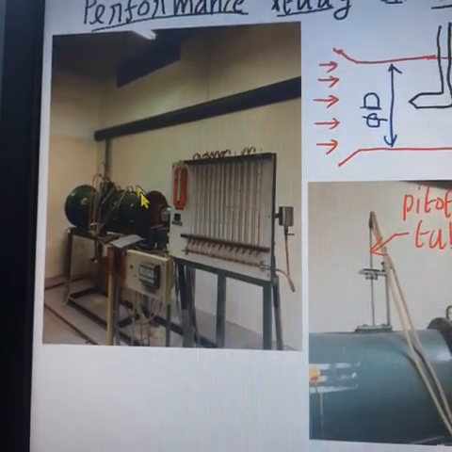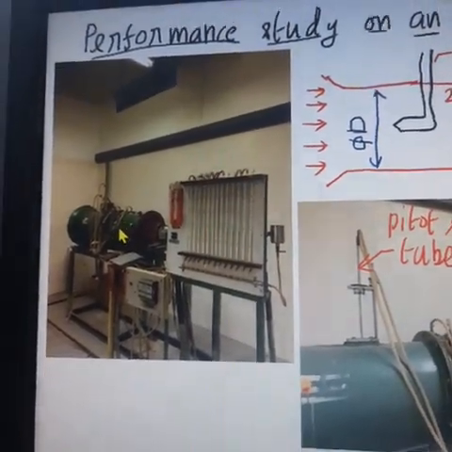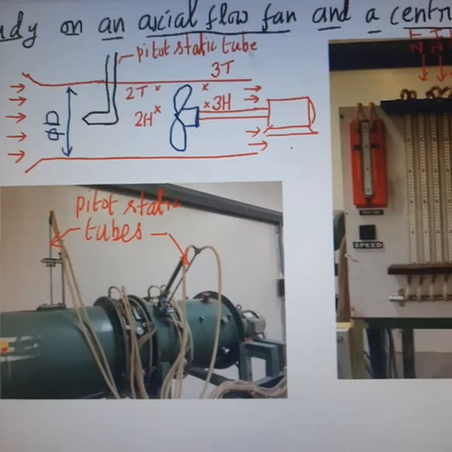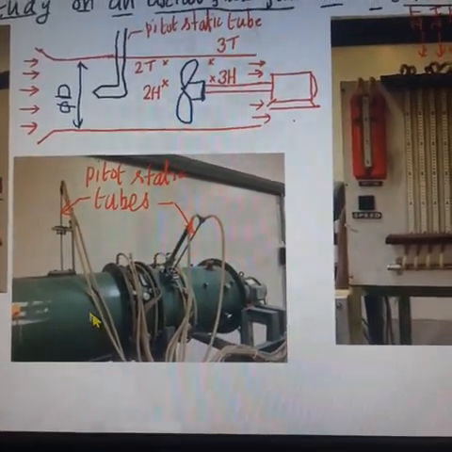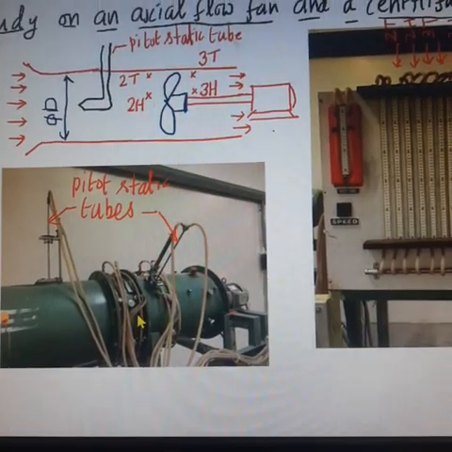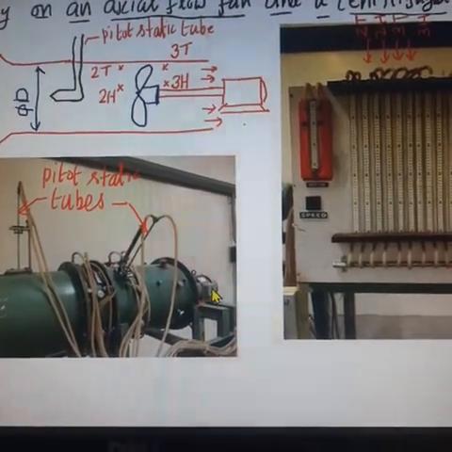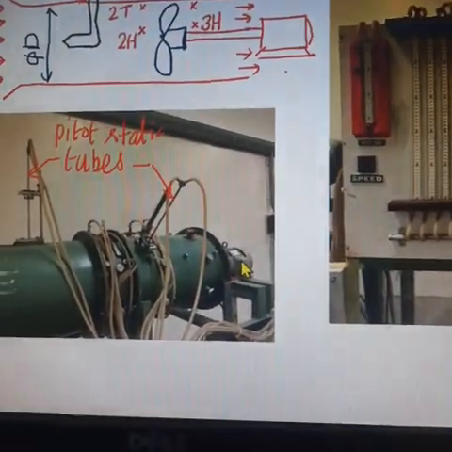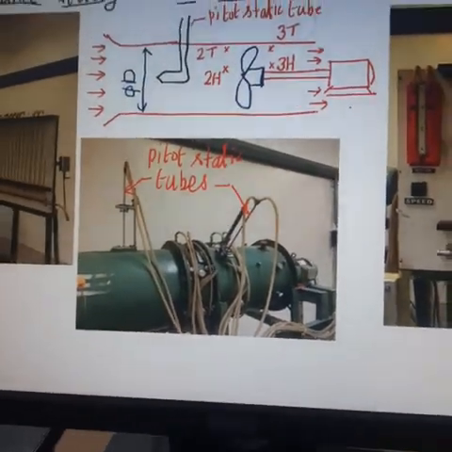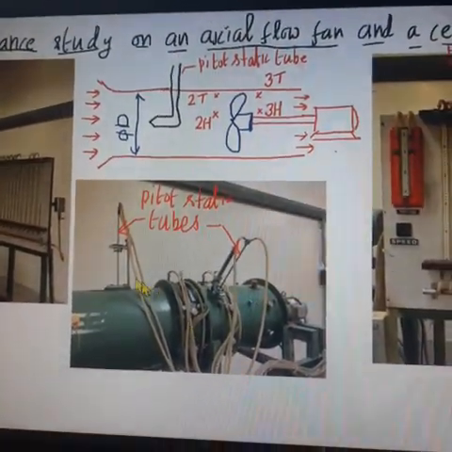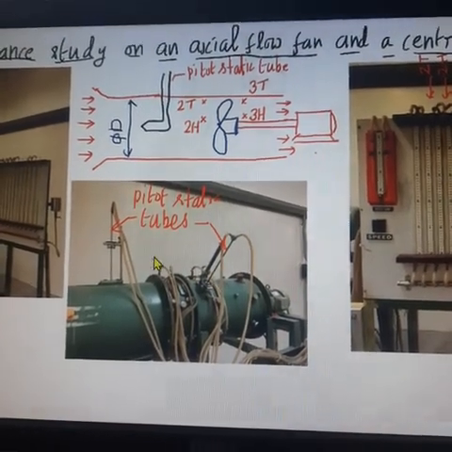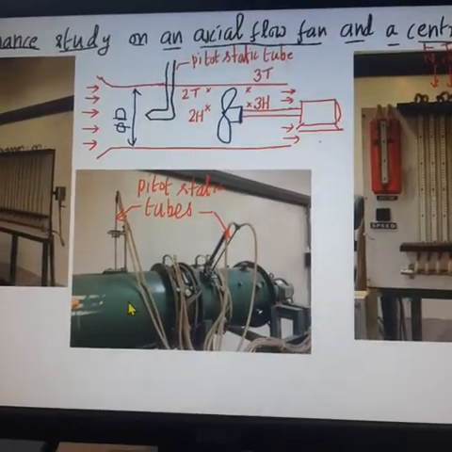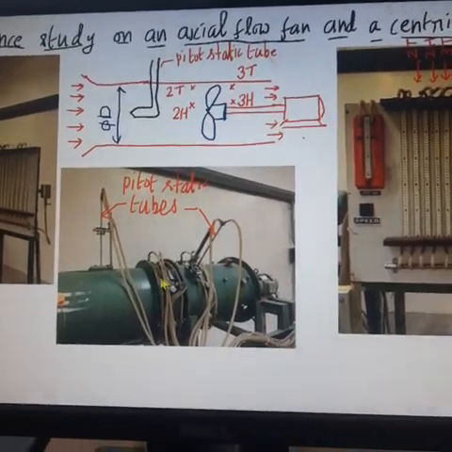A fan is running inside the tube. The fan is run by a motor, which is more clearly shown here. This is the tube in which a fan is rotating. The fan is run by an electric motor, which is shown at the other end. We use two pitot static tubes to measure the velocity of the air inside the tube, one at the suction side and one at the delivery side.